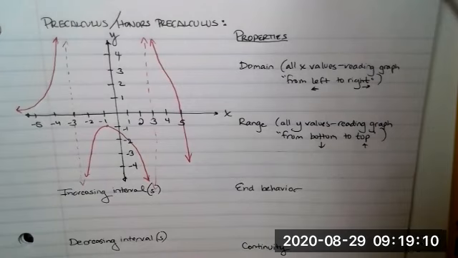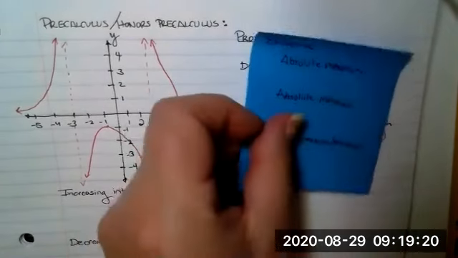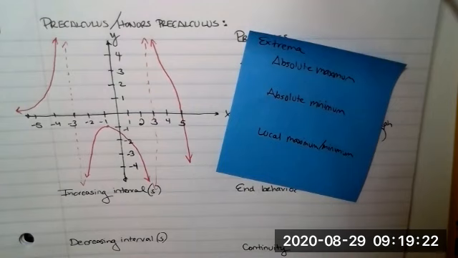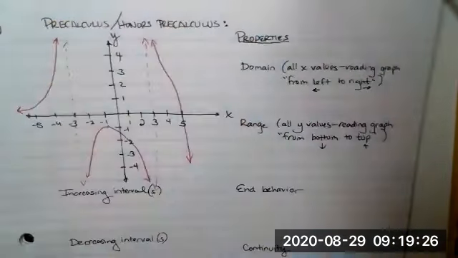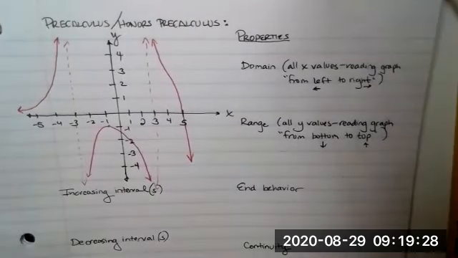So we're going to discuss several properties today: domain, range, end behavior, continuity, increasing and decreasing intervals, and then extrema, absolute maximum, absolute minimum, and local maximum and minimum. If you want to pause this video now and copy the graph and any parts of what you see that you want to work with, you may do that.